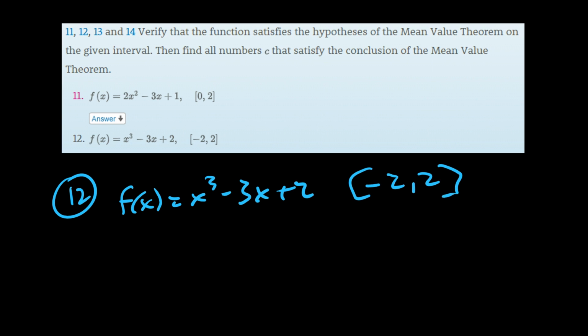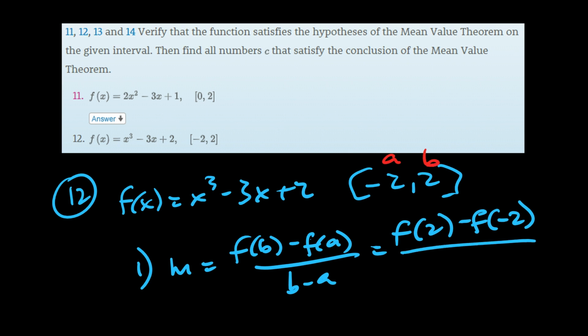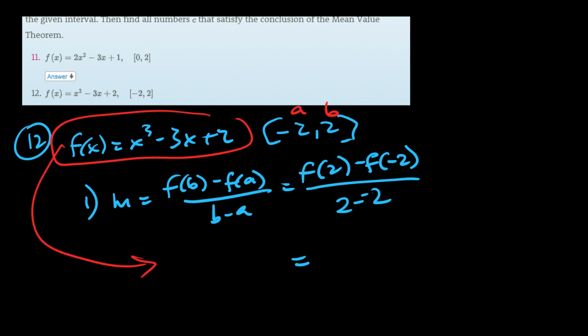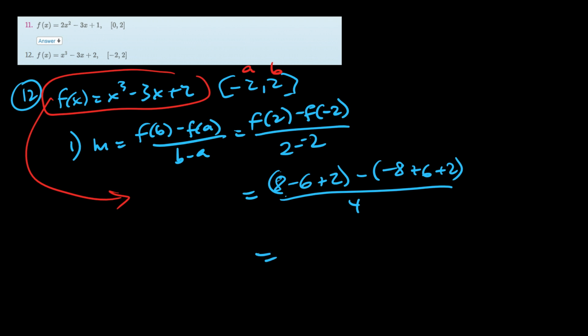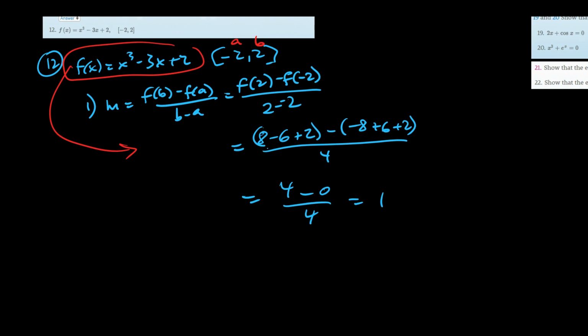2. So the first thing I do is I find the slope, f of b minus f of a over b minus a. And so this would be f of 2 minus f of negative 2. Note that this is a and this is b, right? And so over b minus a, which would be 2 minus negative 2. So now we look at what f of 2 is. So we're going to look at what f of x is. Let's see here. So I got 1. All right. So we got 1 out of that. And so that's the slope.